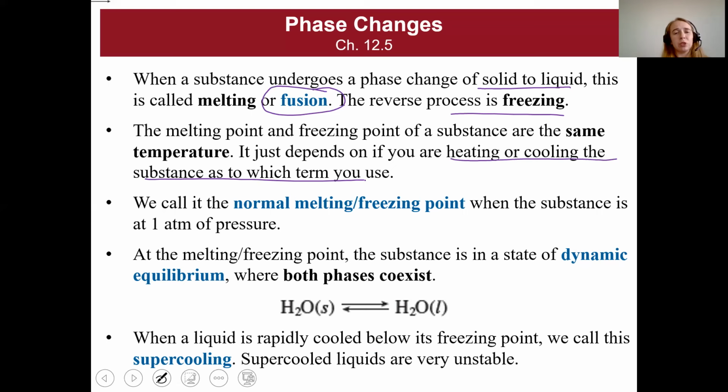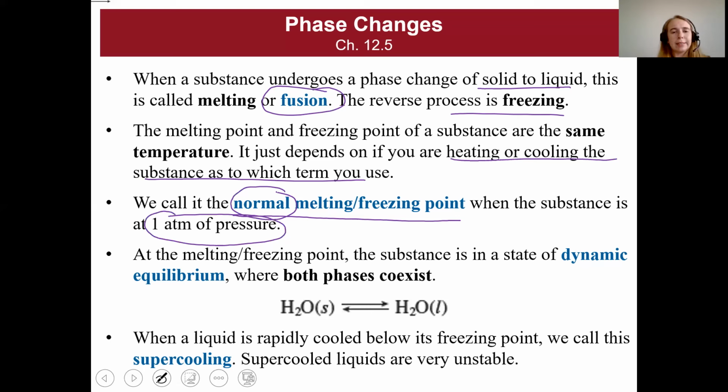And we have a special term for when we're at 1 atmosphere of pressure, and that's called the normal melting or freezing point. So this normal term comes in when we're at 1 atmosphere of pressure, which is actually the melting or freezing point that you're familiar with, because 1 atmosphere of pressure is approximately what we have at sea level, which is where we normally operate.